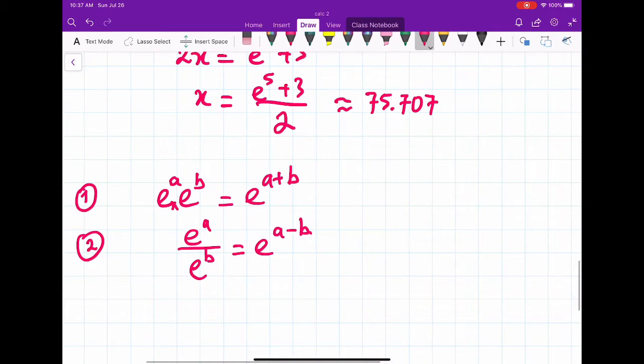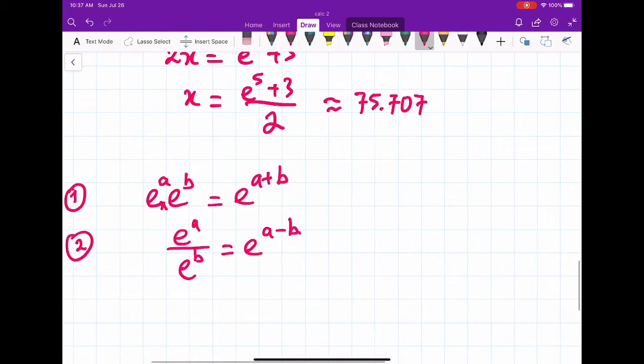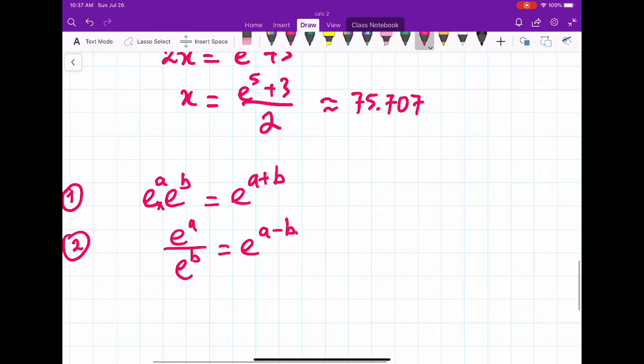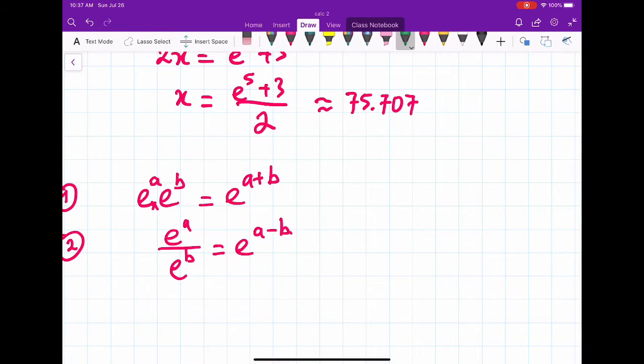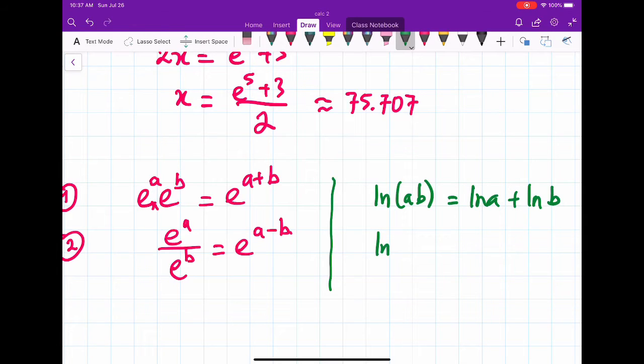If you look at these properties, you would think about properties of the natural logarithmic functions. Let me write it down, and then we will have some comparison, okay? For logarithmic function, log of a product a times b equal to log a plus log b. And log of a divided by b is log a minus log b.